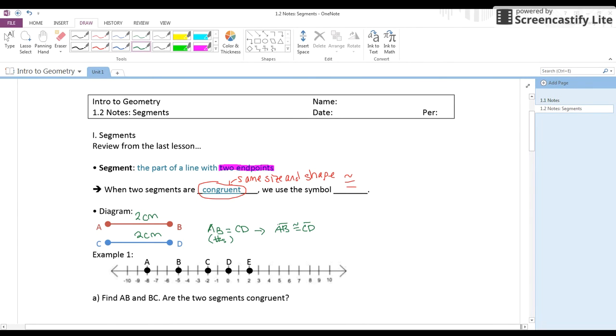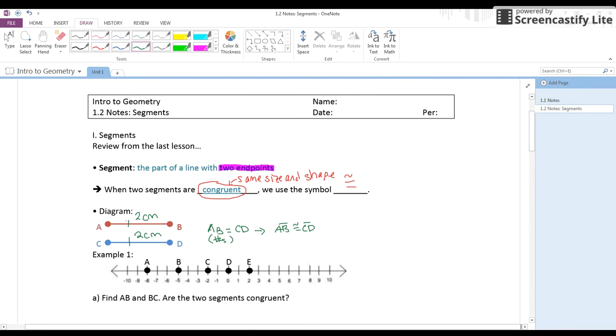So that's congruence. Something else you want to know, if you don't know the measurement, for example, this 2 centimeters and 2 centimeters, another way to show congruence in a diagram is using a tick mark. And what I mean by a tick mark is one of these little hashes. So if you see here, AB and CD have the same number of tick marks, they are congruent, right?